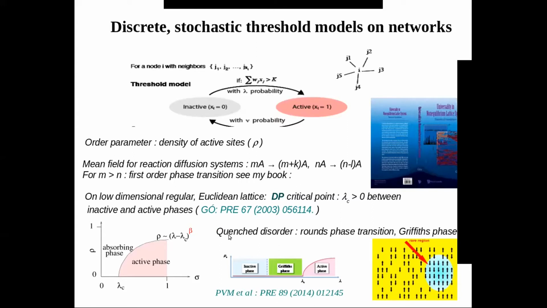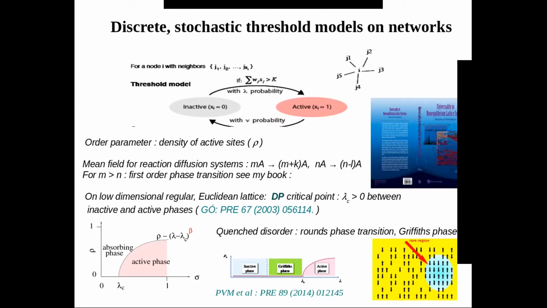But what happens if in such a system there are heterogeneities? To be precise, quenched disorder, because if we consider the model homogeneous, this heterogeneity is just a disorder. So this disorder rounds the phase transition, and in between the inactive and active phase, there will be this extended region, the so-called Griffiths phase, which is caused by the rare regions shown here by a spin model picture. So you can see these regions which are more coupled somehow to each other.